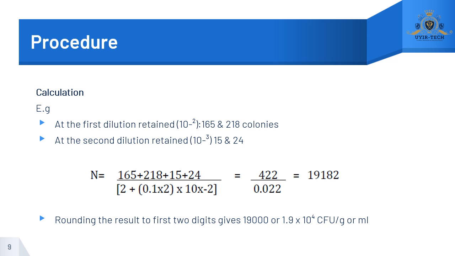So based on the formula, 422 divided by 0.022. So the final answer will be 19,182. We have to round the result to the first two digits. So that gives 19,000 colony forming units per gram, or we can report it as 1.9 into 10 power 4 CFU per gram or ml. So that is a very important thing, the calculation method.